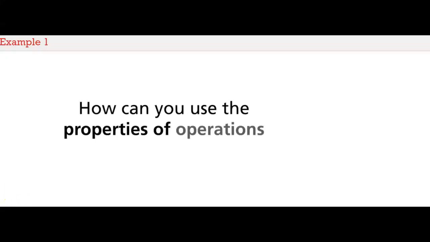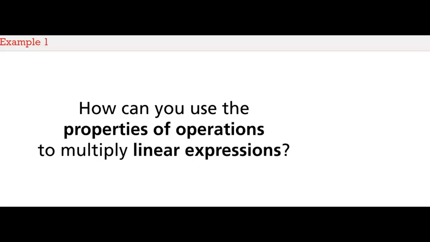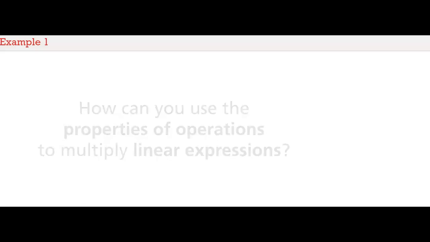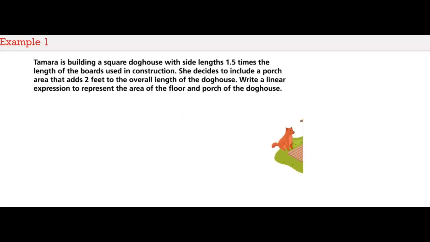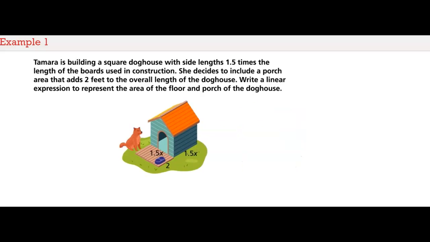Use the properties of operations to multiply linear expressions. Tamara is building a square doghouse with side lengths 1 5/10 times the length of the boards used in construction. She decides to include a porch area that adds 2 feet to the overall length of the doghouse. Write a linear expression to represent the area of the floor and porch of the doghouse.